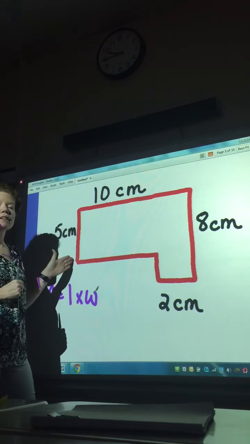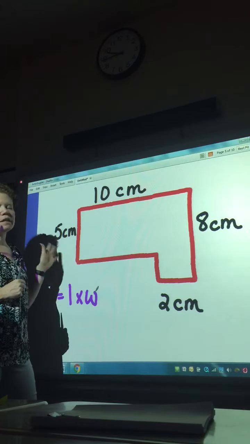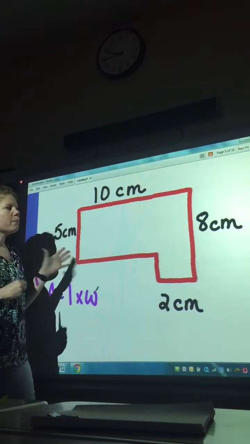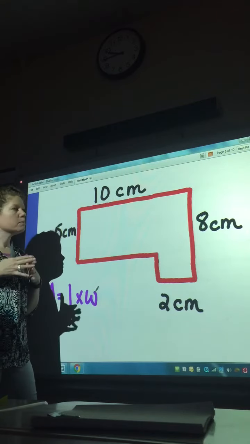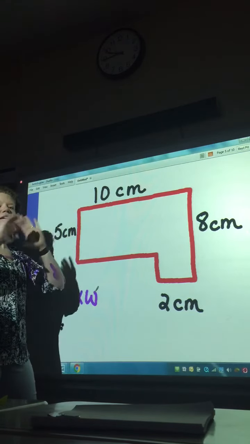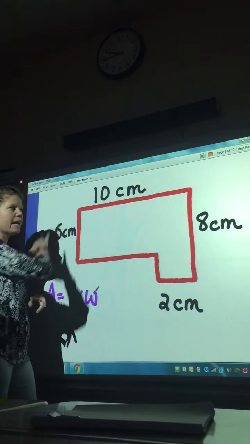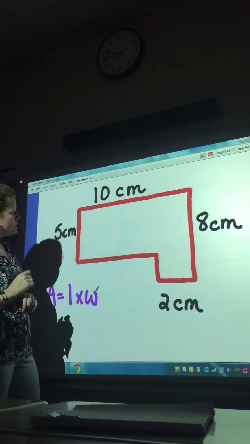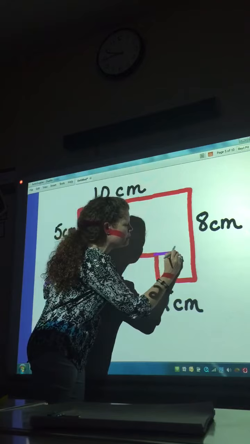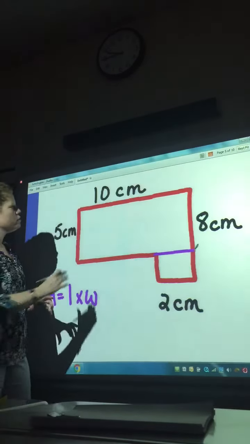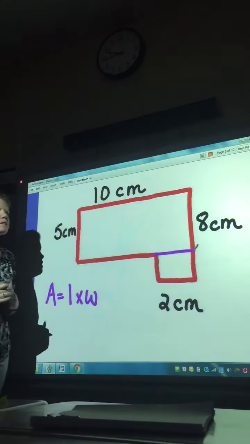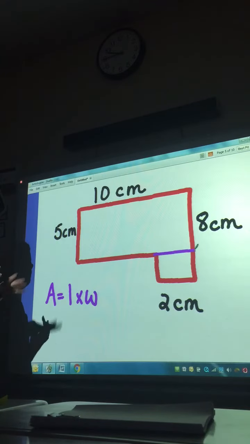So here's a trick that you can use for finding the area of an irregular figure. What we're going to do is take this irregular figure and break it down into 2 smaller shapes. We're going to find the area of each of those shapes, add those areas together, and then that will give us the area of this entire shape. So we'll start here. We're going to draw a line right here. And now we have 2 shapes. We have this rectangle up here and we have this rectangle down here. So we're going to try to find the area of these shapes.